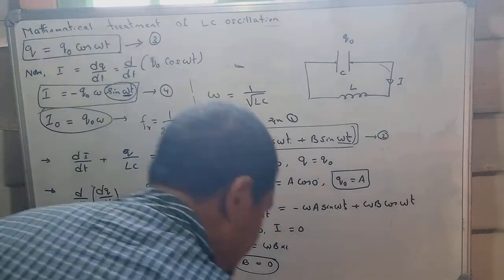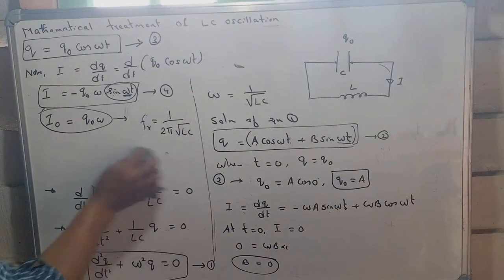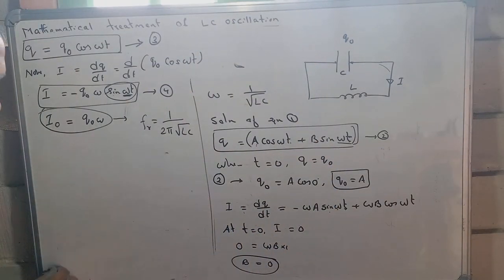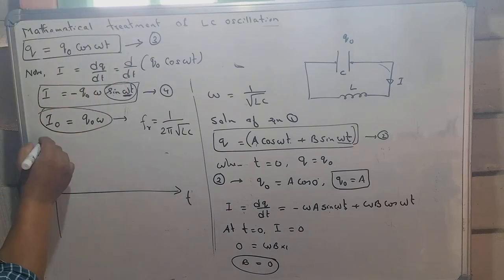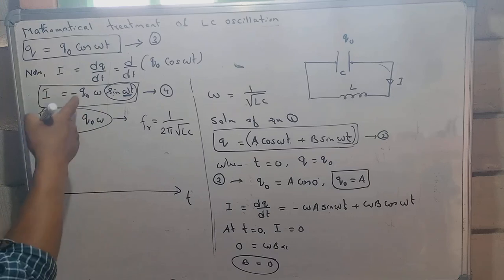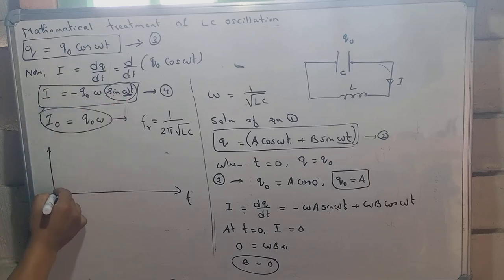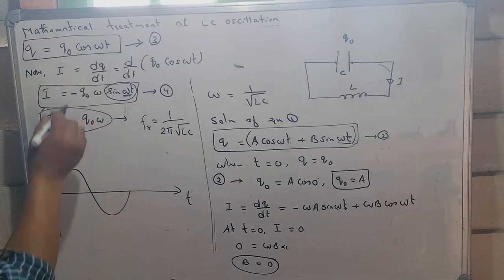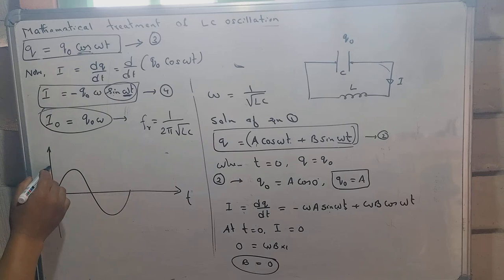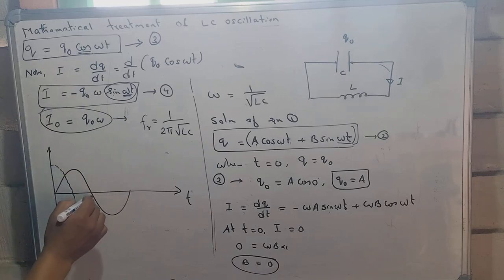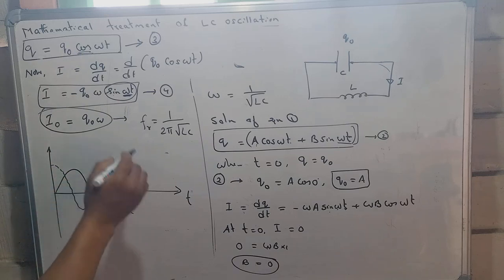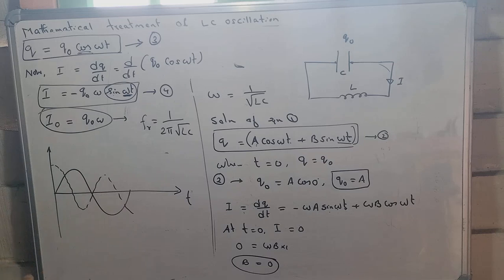Because of this nature of the equations, when you plot the graph of electric charge and current, you will get something like this. Suppose this is time, and this is the current. Because it varies sinusoidally with time, you'll get a current like this. And for the charge, because of the cos, starting from this point, this is the graph for the charge. So this is the mathematical treatment of LC oscillation.